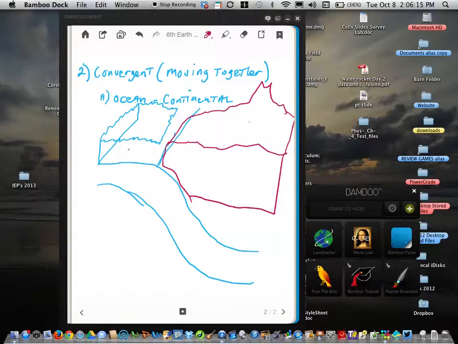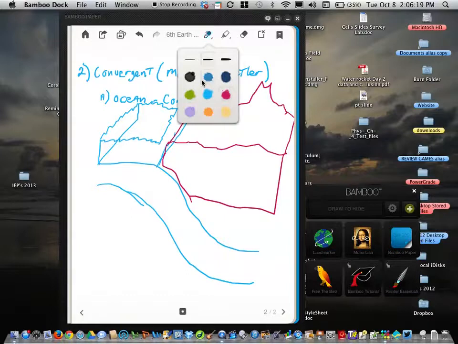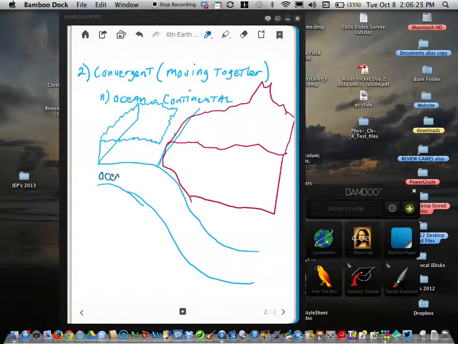Here is an area where you have one plate. This is the ocean plate. And it's diving beneath the continental plate. This is the continental plate.